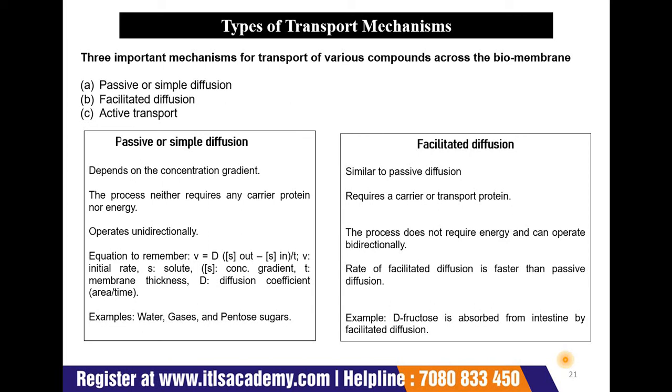This is the equation generally used for passive or simple diffusion. Here we need the initial rate, the solute concentration gradient, the thickness of the membrane through which the solute is passing, and a diffusion coefficient, that is, how much area is covered in how much time. The examples of passive or simple diffusion are water, gases, and pentose sugars. An example of facilitated diffusion is D-fructose, which is absorbed from the intestine specifically by facilitated diffusion.